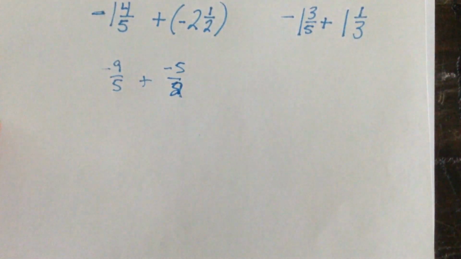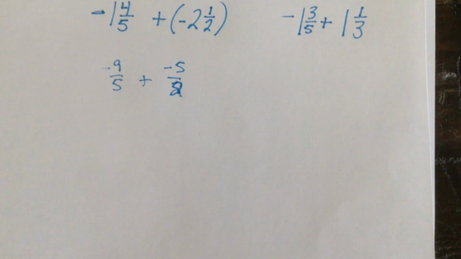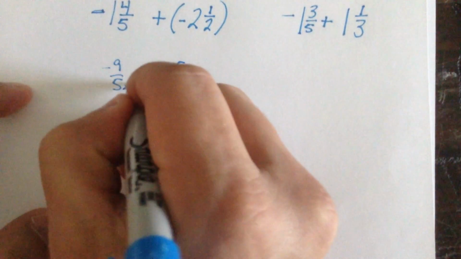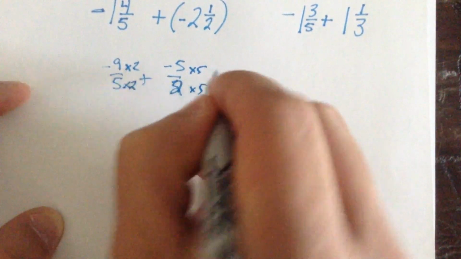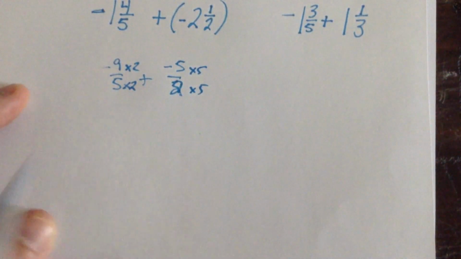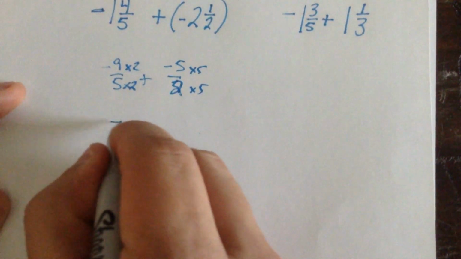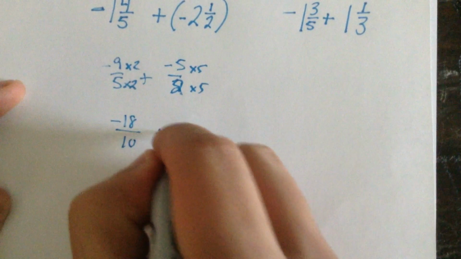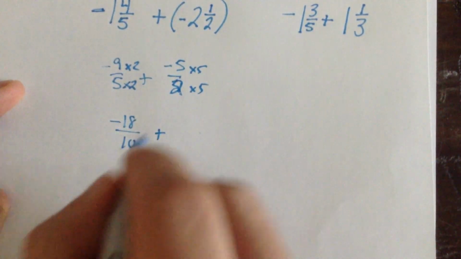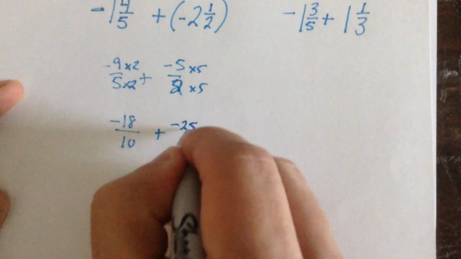Okay. Now, once I have that, I have to see what's in common. So I have 5 and 2, they can make 10. So I'll multiply this one by 2, and this one by 5. That'll get me my 10. So negative 9 times 2 is negative 18. 5 and 2 is 10. Plus negative 5 and 5 is negative 25.